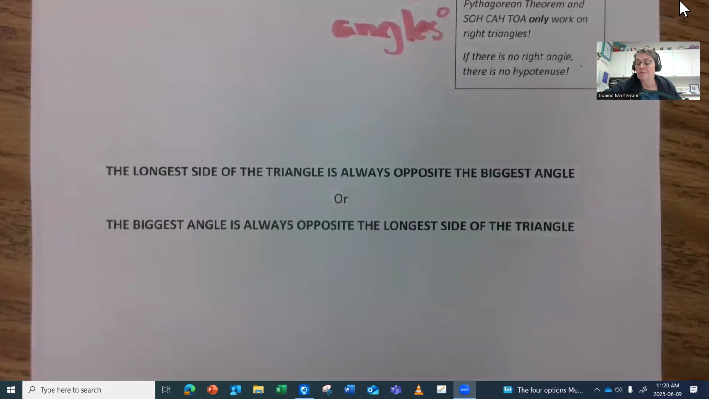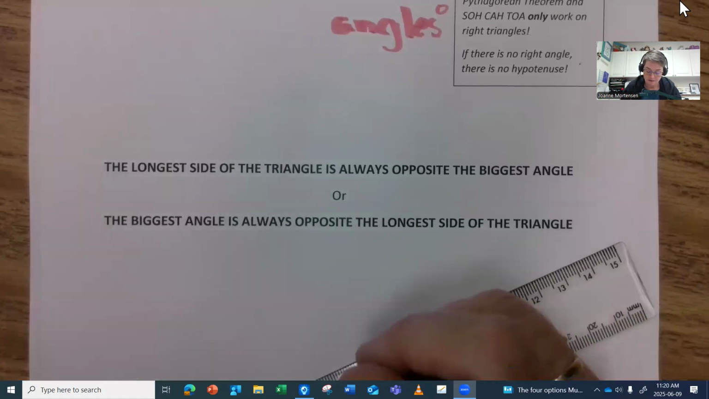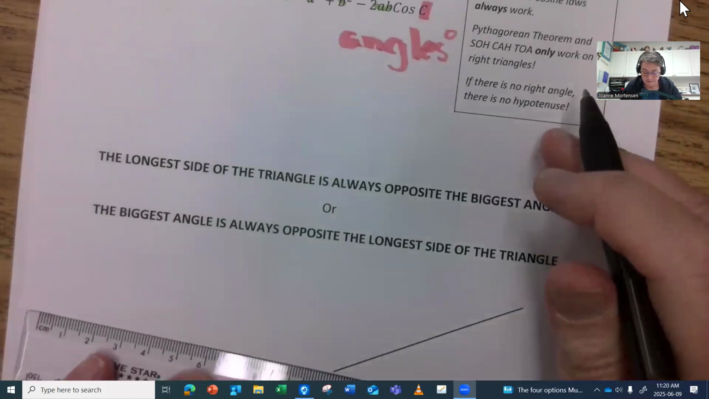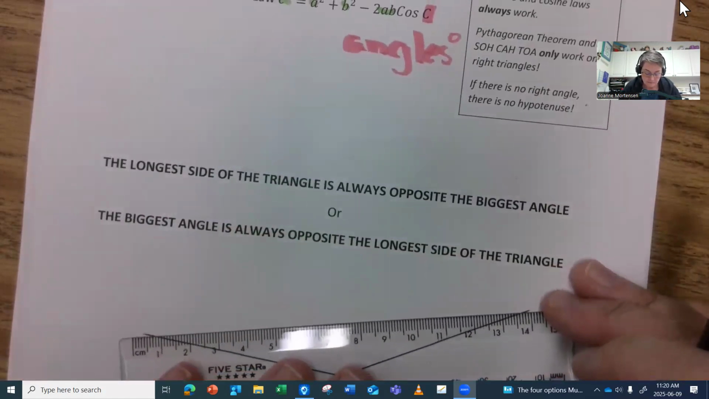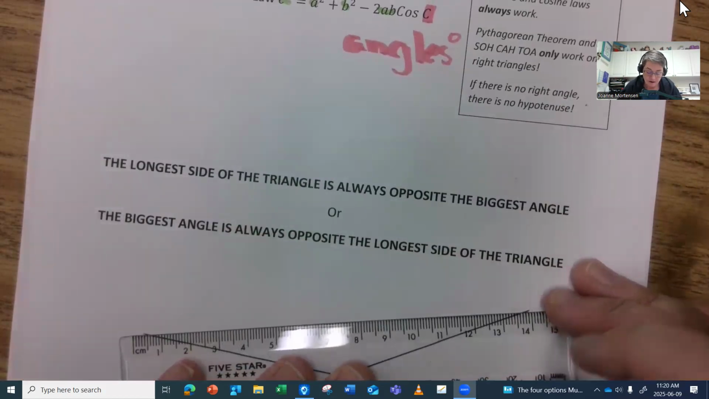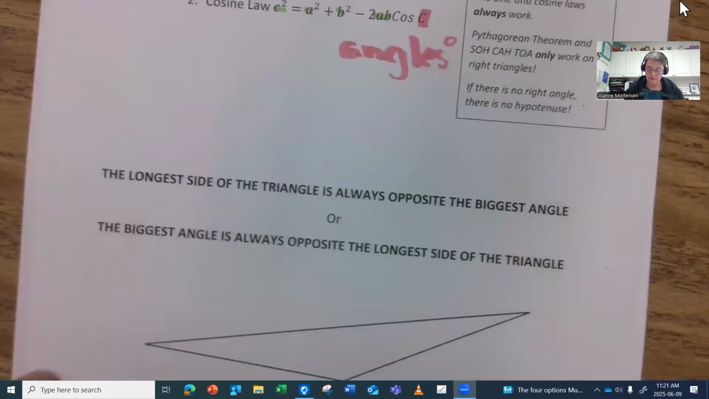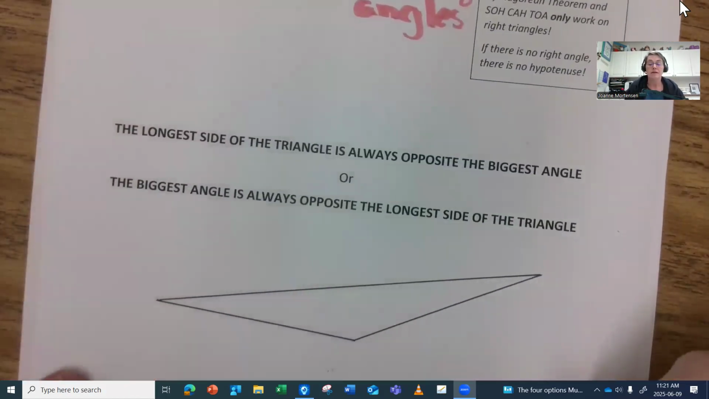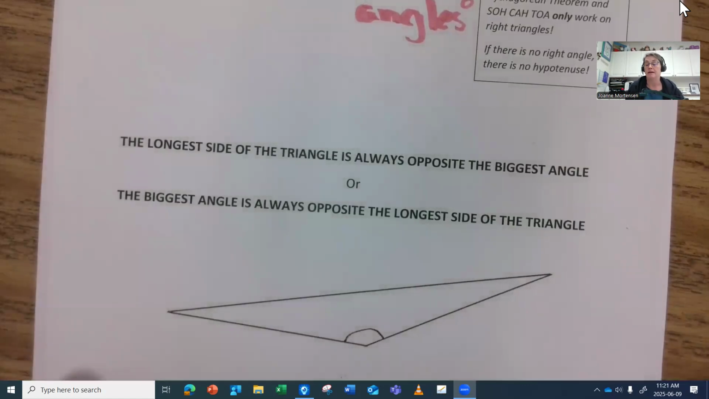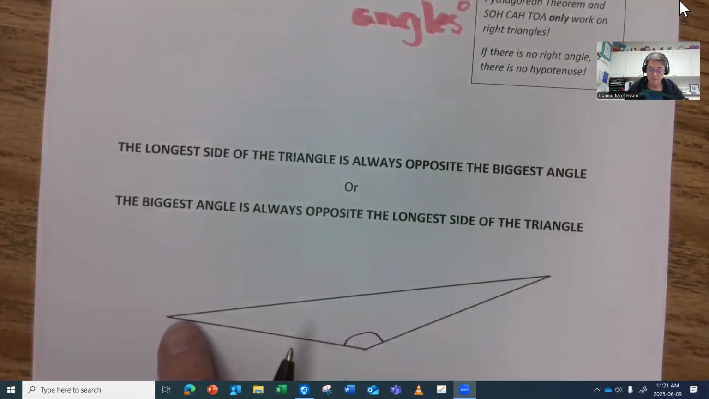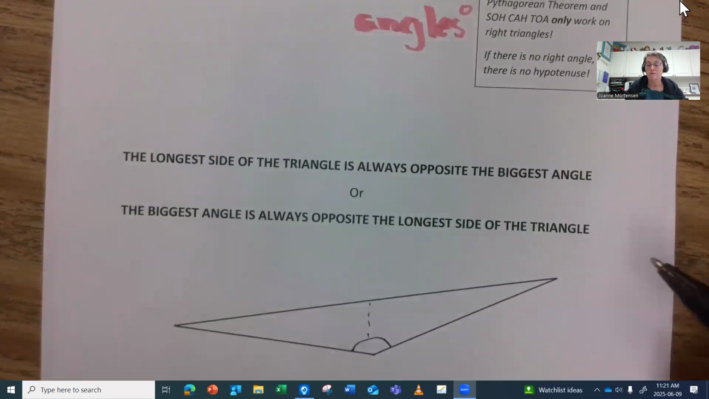Sorry, I'm trying to grab my ruler. There we go. So I'm going to draw a triangle down here. Doesn't matter what kind I draw, as long as it's not a 90-degree angle. Okay, if you look at this, this is clearly the biggest angle. I'm not going to measure, but I can eyeball it. And over there, across, that is the biggest side. That's all the rule is.